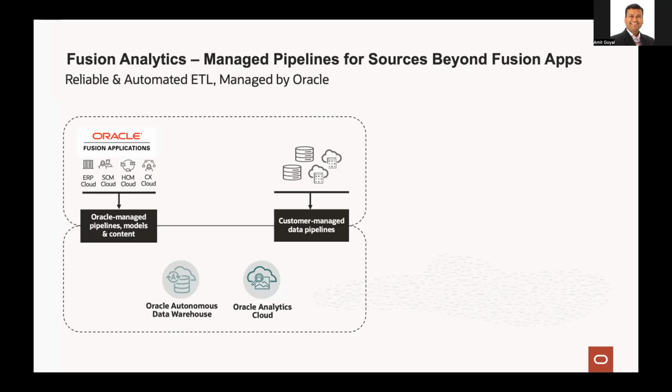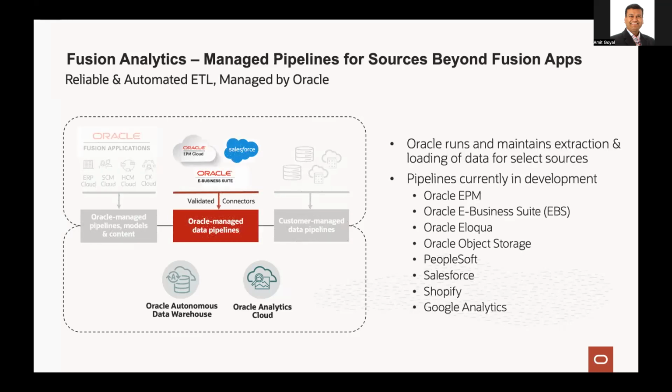And on the right-hand side is, if a customer wanted to create their own ETL, bring in their own data using, let's say, ODI or things of that nature, they could do so. But what we're doing is we are actually adding a new feature. If you click next, we are adding this new feature, the Oracle managed data pipeline. So not just the core Fusion applications, but we have validated connectors to other systems, Oracle and non-Oracle, right? EPM, the on-premise e-business suite, PeopleSoft. Similarly, non-Oracle systems: Salesforce, Shopify, Google Analytics.